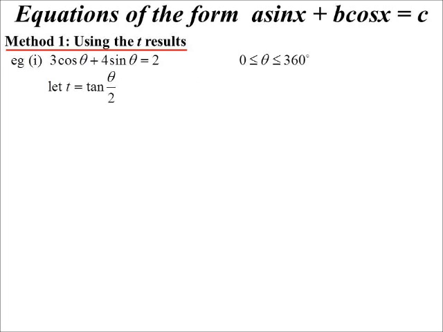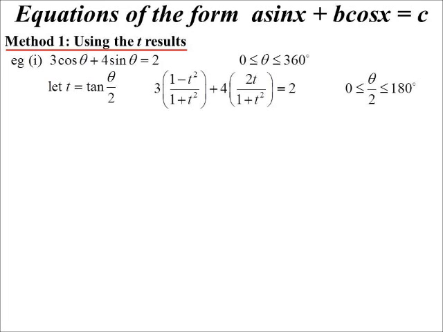So I'm going to say, okay, well, let t equal tan theta on 2. And my new equation becomes 3 outside of 1 minus t squared on 1 plus t squared, plus 4 lots of 2t on 1 plus t squared is equal to 2. But notice this. Remember, we're looking for solutions between 0 and 360. But I've now changed the angle to theta on 2. So now I'm only looking for solutions in the first or second quadrant. So between 0 and 180.